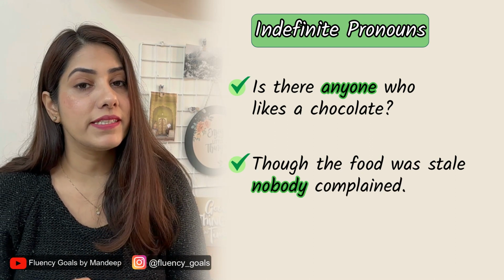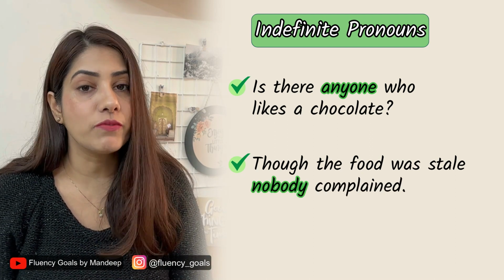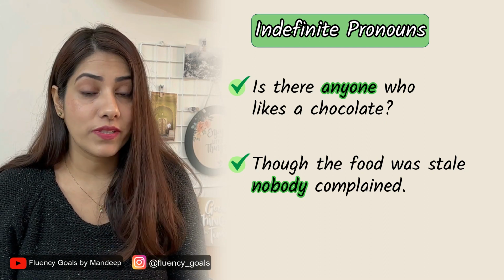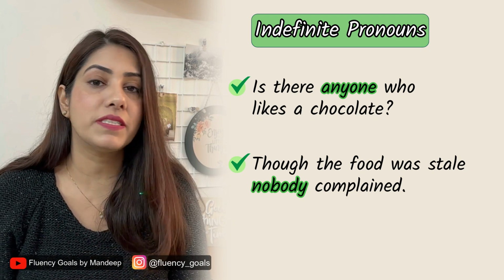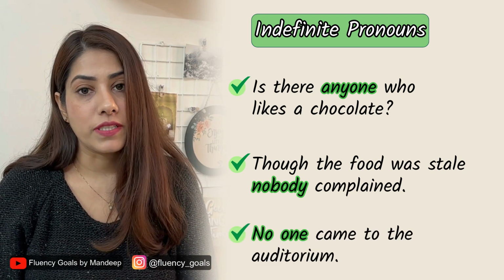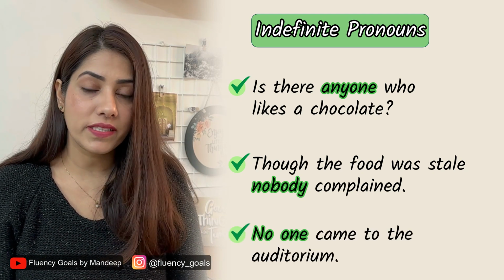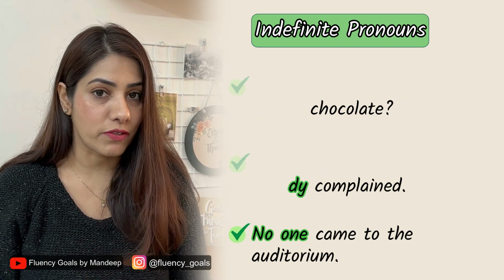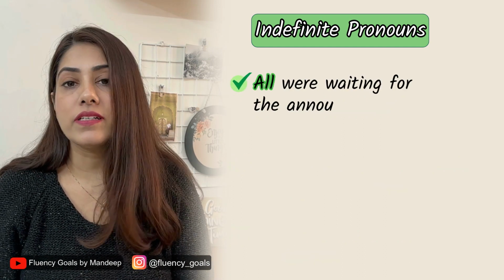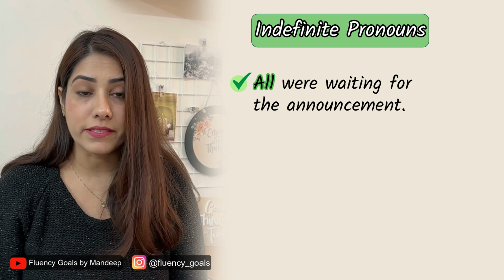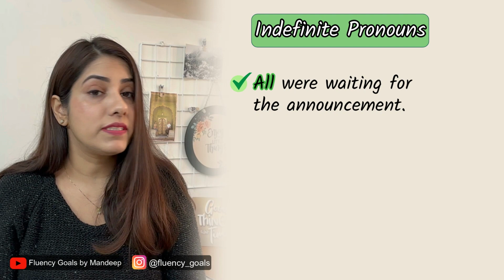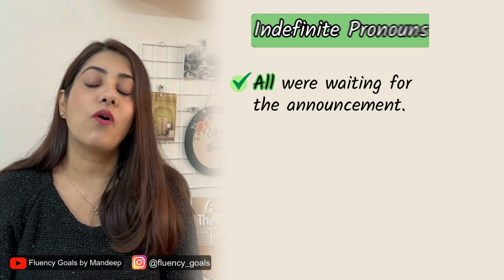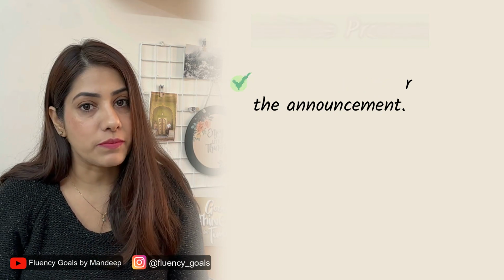Here nobody is an indefinite pronoun, as we do not know the specific noun that it is pointing to. It is pointing to an unspecified noun. No one came to the auditorium. No one here is an indefinite pronoun. All were waiting for the announcement. All here refers to all the people present. So it is not any specific noun. All here becomes an indefinite pronoun.